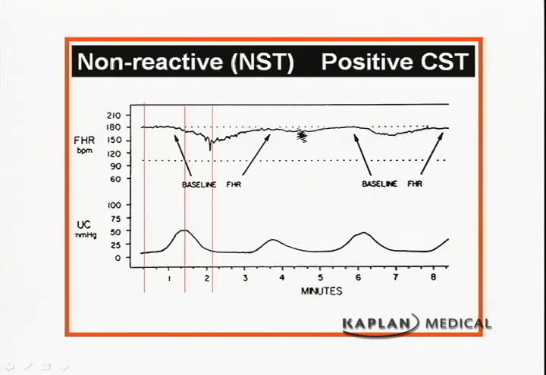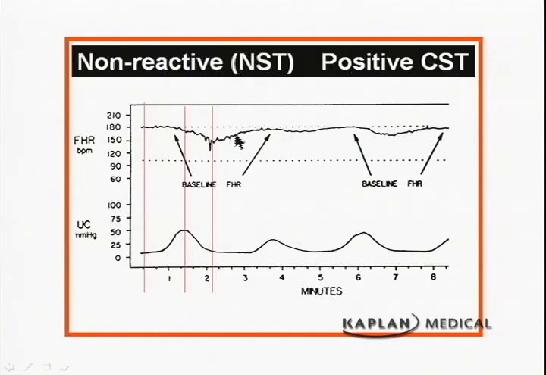This is a smaller one as a response to this contraction. This is one which is in between. And it varies on how strong the contraction is. But there are three late decelerations, each after a contraction. This is a positive CST.